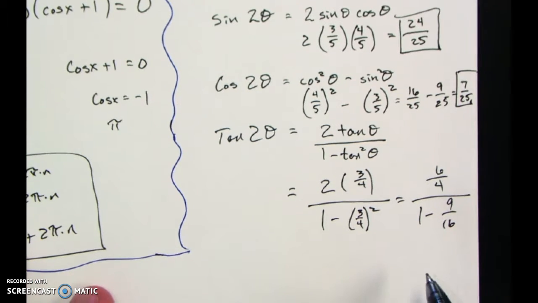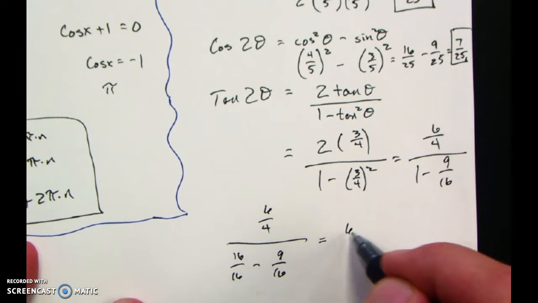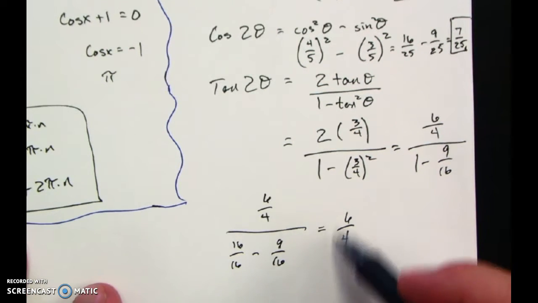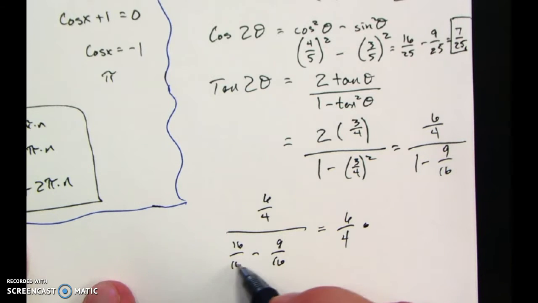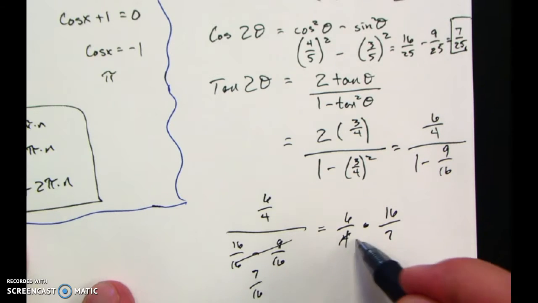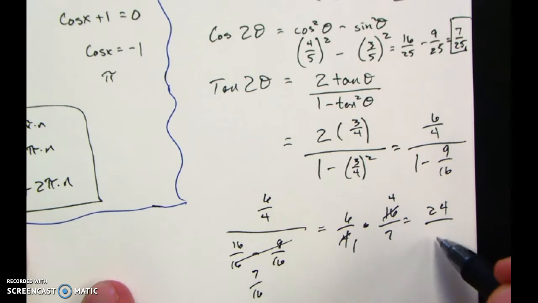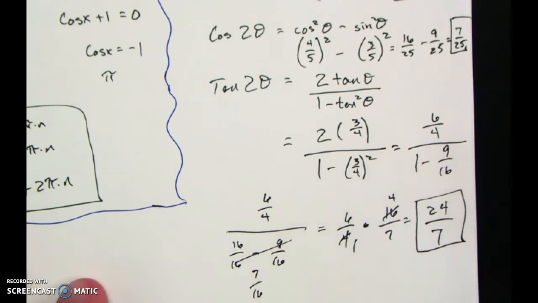So to be able to subtract these fractions, we need a common denominator. So still thinking of my 6/4 on top. And now I would have a 16 over 16 minus 9/16. So that would be equal to 7/16. And dividing by a fraction is the same as multiplying by the reciprocal. So I'm going to take my numerator times that 7/16, and I'm going to flip that. So we have a 16 over 7. So now we're going to reduce the fractions. Multiply across. We have 6 times 4 is 24 over 7. And that would be my answer.